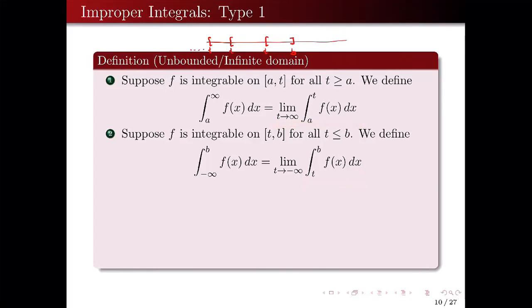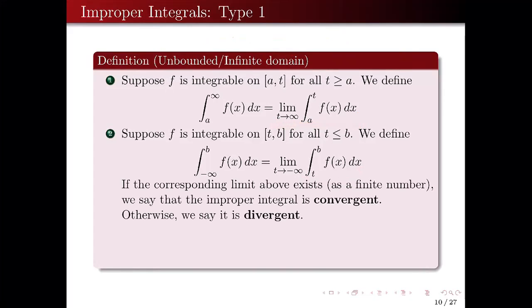So if these two guys here exist, if this limit here exists or this limit here exists, we say that this improper integral or this improper integral is convergent. If they do not exist, we say that they are divergent.